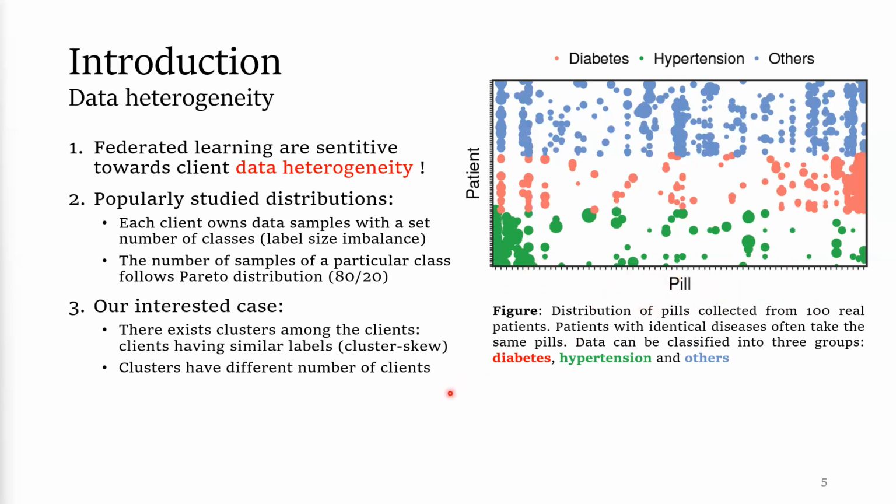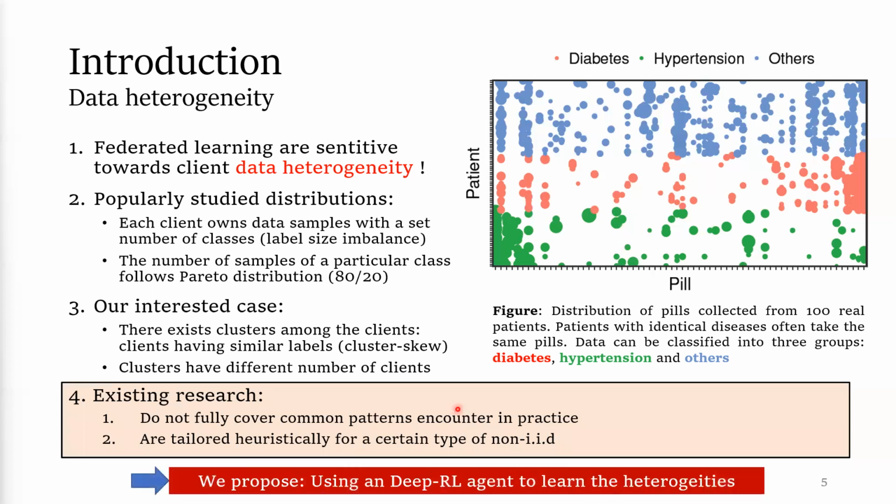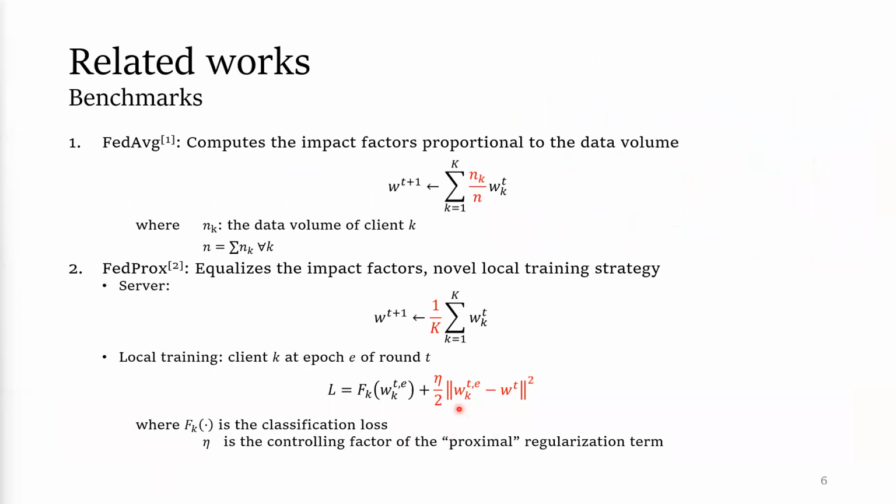And furthermore, about our motivation, we would like to design an algorithm that adapts with various heterogeneities instead of one particular heterogeneity. And we find that reinforcement learning have the potentials that we need to adapt. Now, let's have a look on the two most well-known benchmarks, FedAverage and FedProx.